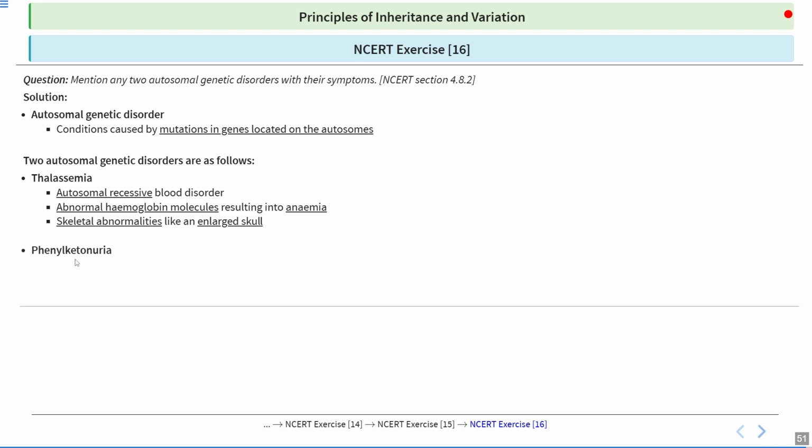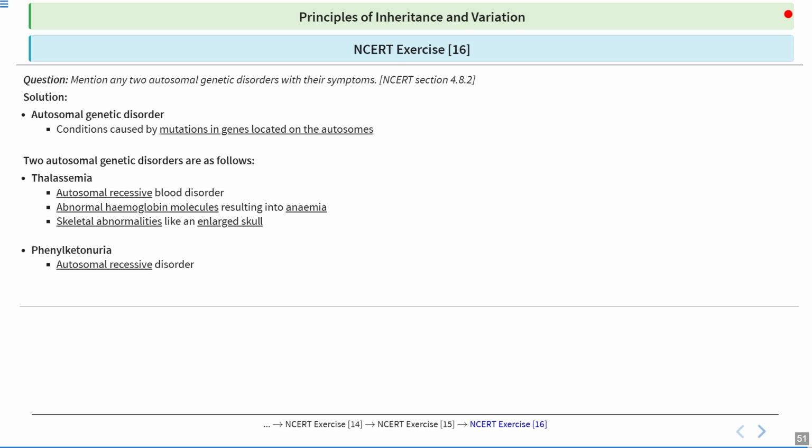Clear? Another one is phenylketonuria. Sickle cell anemia is also an autosomal recessive disorder. It is due to point mutation. Phenylketonuria is also an autosomal recessive disorder. It is a metabolic disorder, and it is a very good example of pleiotropy also. Remember this, what is pleiotropy? When one gene affects multiple traits.